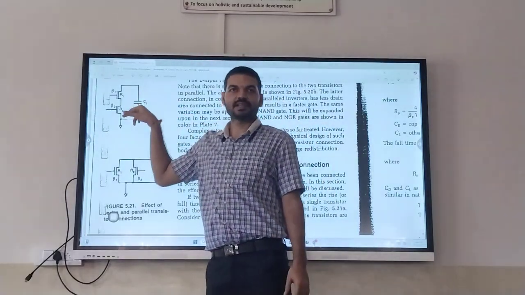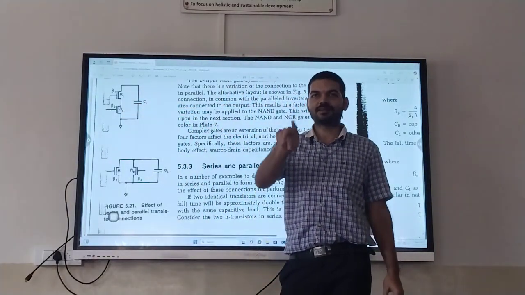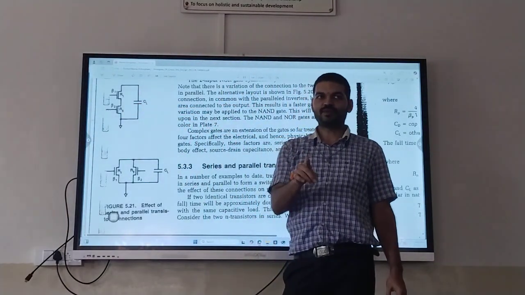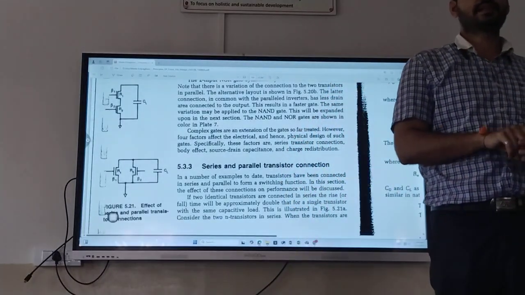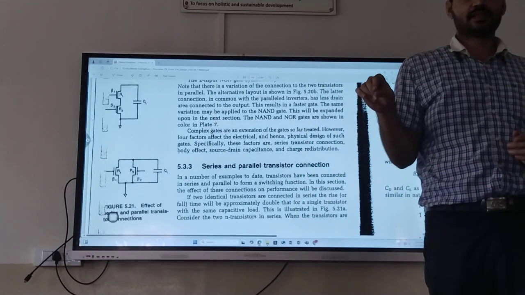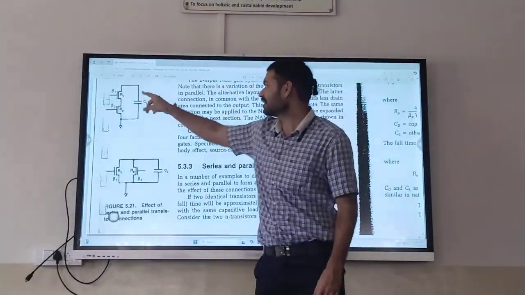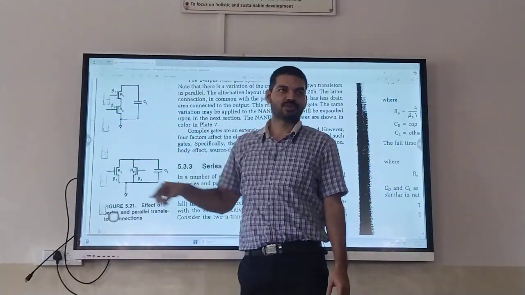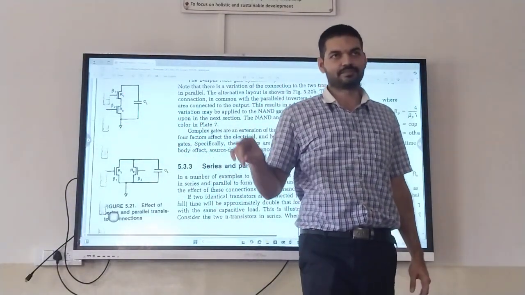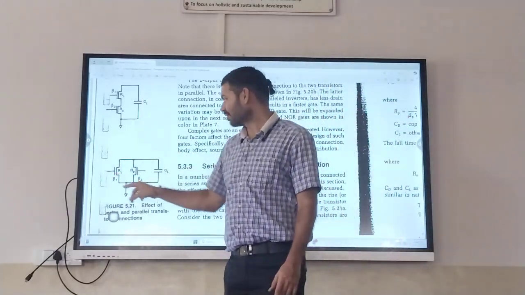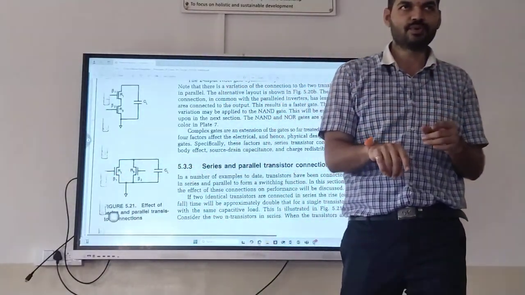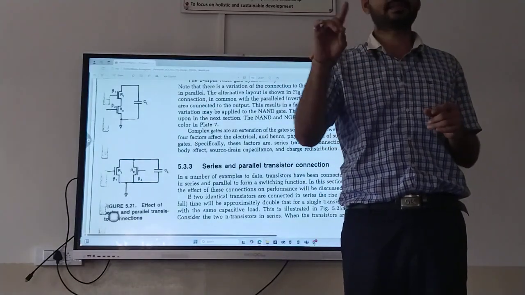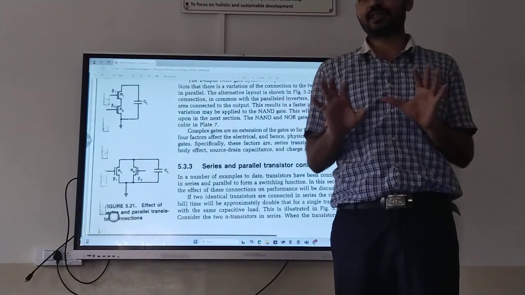When MOSFETs are in series, resistance doubles. Therefore the time also doubles because T is equal to R into C. In series it is R plus R, 2R, so T will become 2R into C. And when MOSFETs are in parallel, the effective resistance becomes R by 2. Therefore, T will be R by 2 into C. So, what is the summary of this?